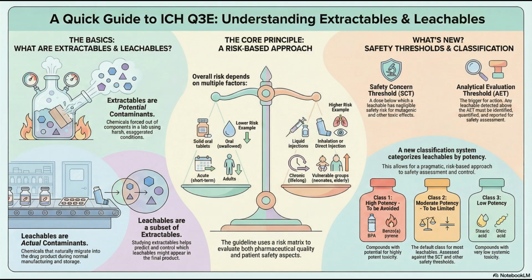Okay, let's use the guidelines example to make the math real. Say we have a pre-filled syringe, and we need the AET in micrograms per milliliter of the drug product. So the basic formula is this: AET equals the SCT multiplied by an analytical uncertainty factor, and then you divide that whole thing by the maximum daily dose in milliliters. All right, hold on. Why do we need that analytical uncertainty factor, let's call it the UF? Why not just use the SCT directly?